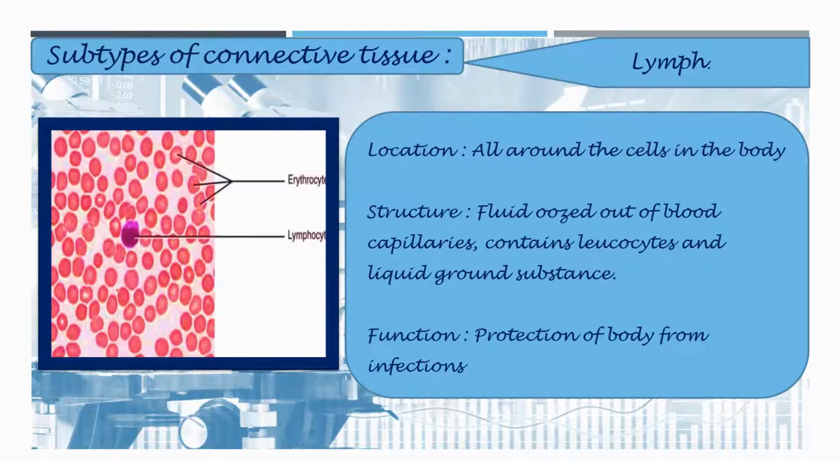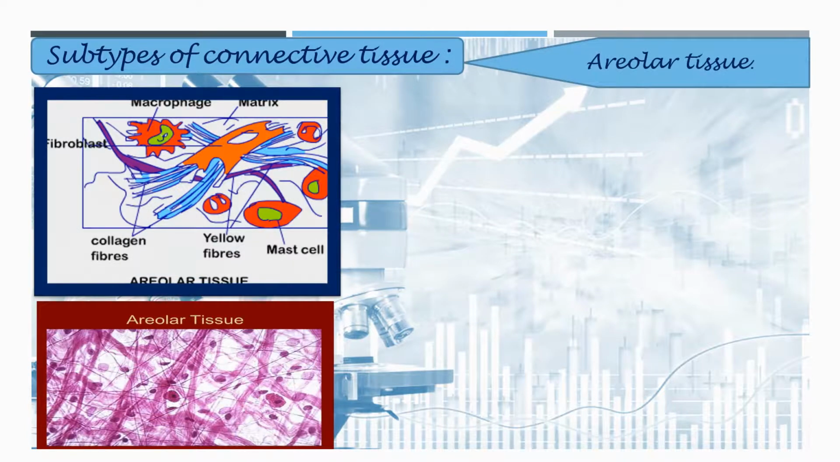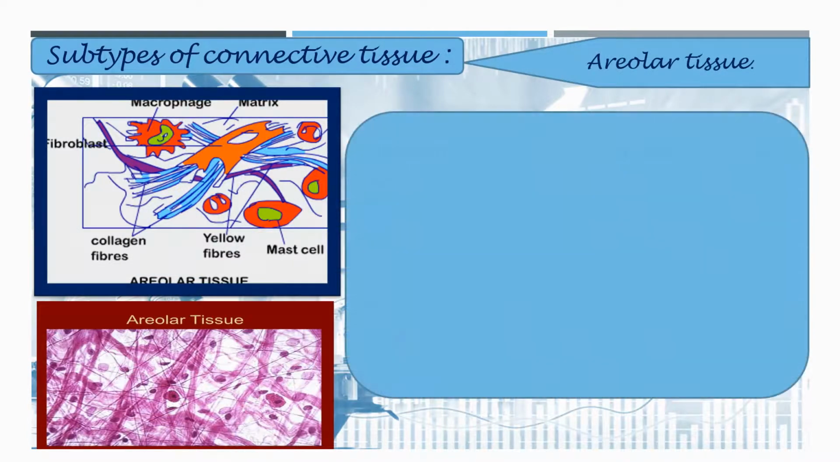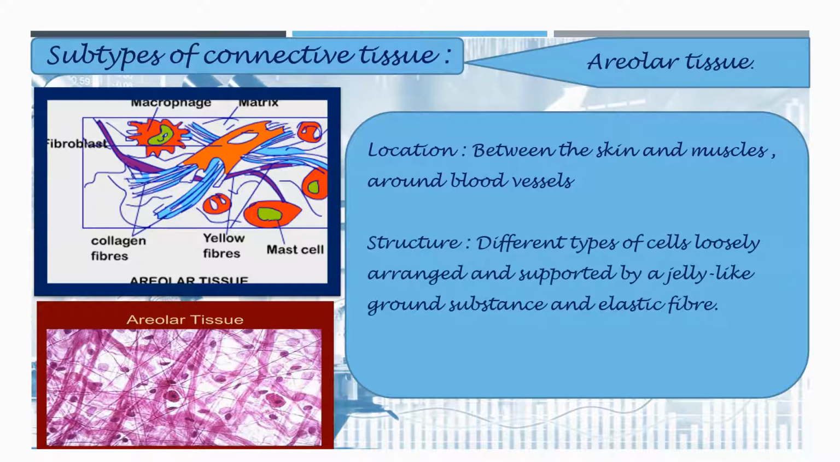Now students, the third subtype of connective tissue is areolar tissue. Areolar tissue is located between the skin and muscles and around the blood vessels. In its structure, different types of cells are found which are loosely arranged, and they are supported by a jelly-like ground substance and have elastic fiber. The function of areolar tissue is to support internal organs.